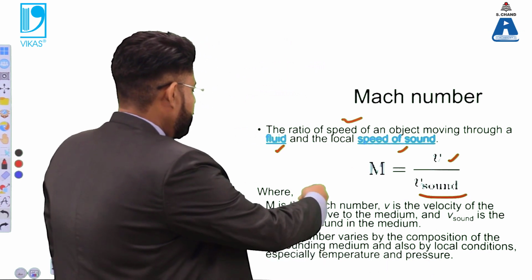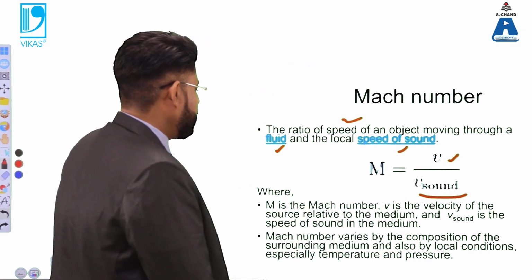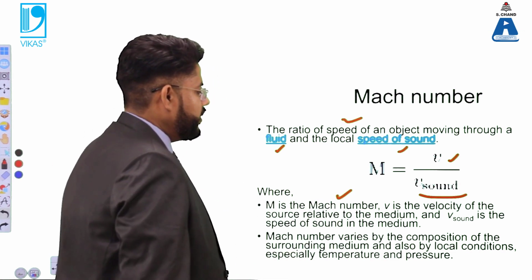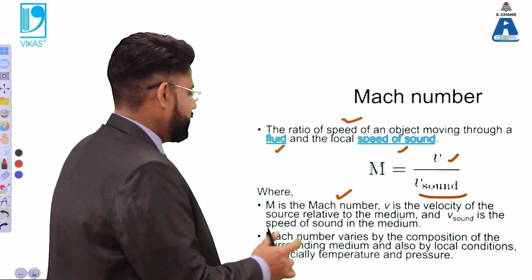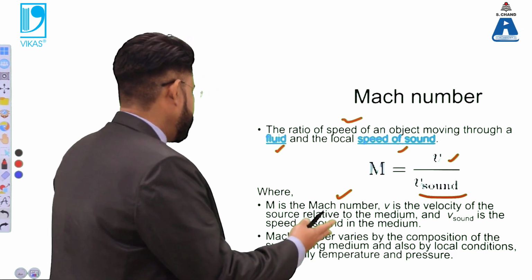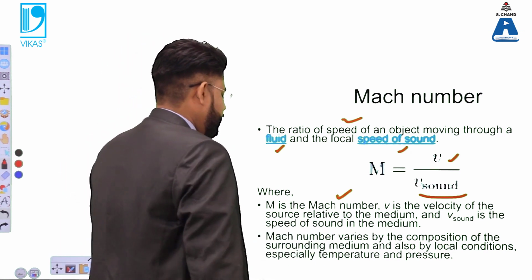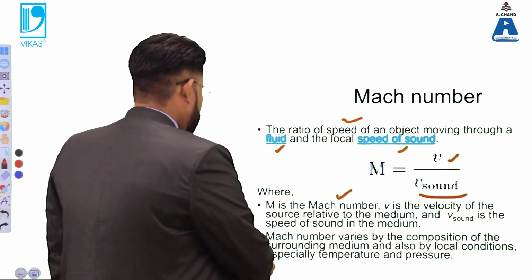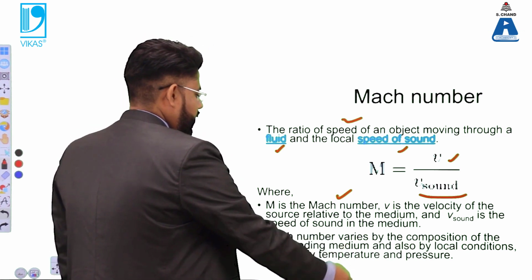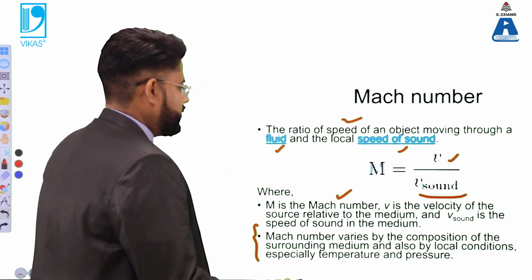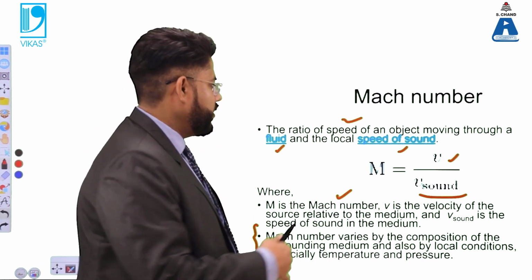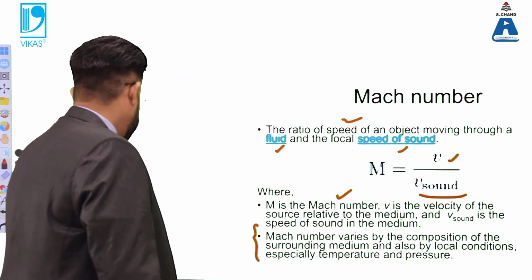So herein, what do the symbols represent? M represents the Mach number. V is the velocity of the source relative to the medium, and V sound is the speed of sound in that particular medium. It varies by the composition of the surrounding media and the local conditions, basically the pressure conditions or the temperature conditions. So it varies according to that.